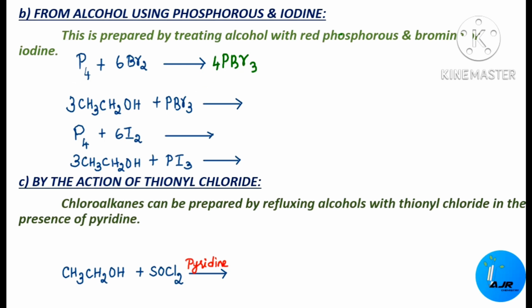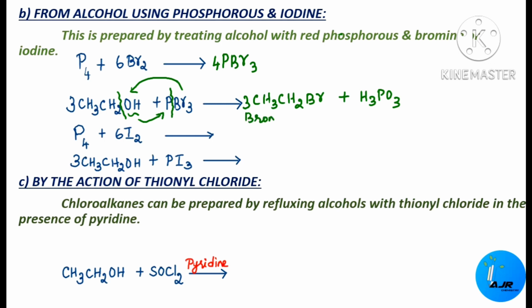Now this PBr3 will be reacting with ethanol, CH3CH2OH. I have taken 3 molecules. Now how does this reaction take place, let us see. This is getting split like this, and this Br also gets split. So the 3 Br will be getting added up here, whereas the 3 OH will be getting added up to this one. So what is the product, students? CH3CH2Br, 3 molecules, plus H3PO3. So this is bromoethane.